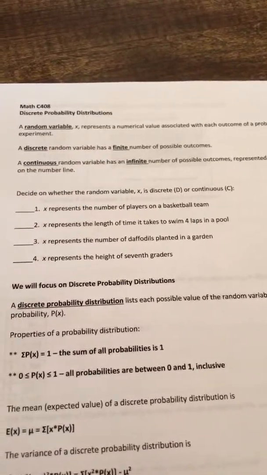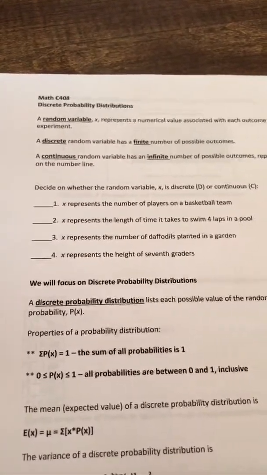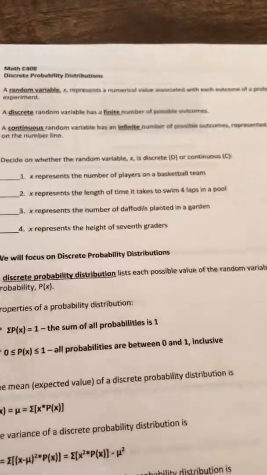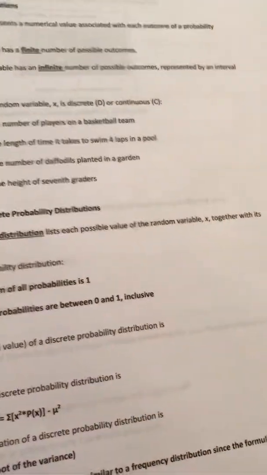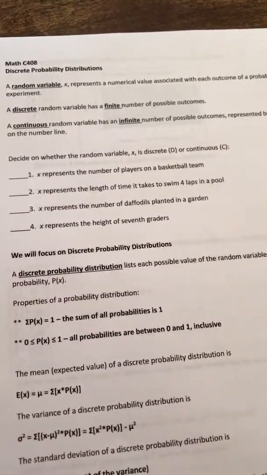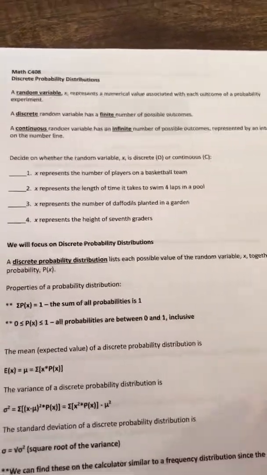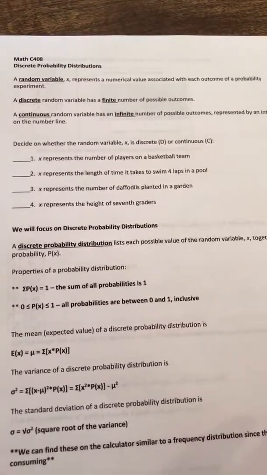Okay, so for this week we're going to do discrete probability distributions. So I'm going to quickly go through the definitions here and then do some examples. So we have a random variable x represents a numerical value associated with each outcome of a probability experiment.